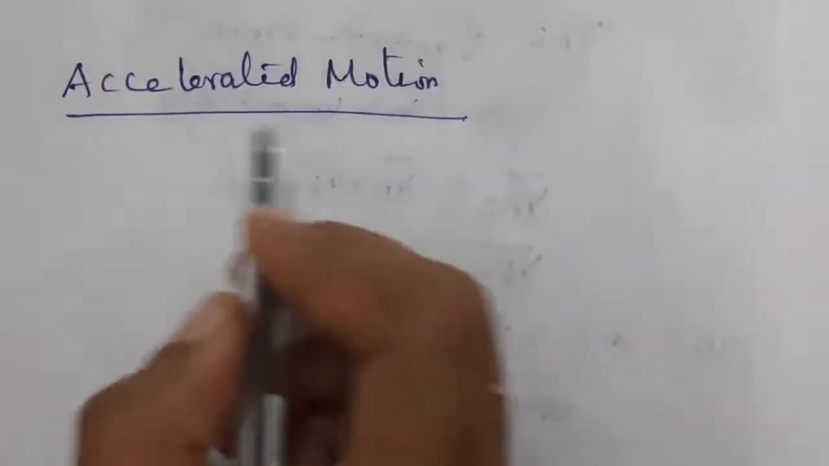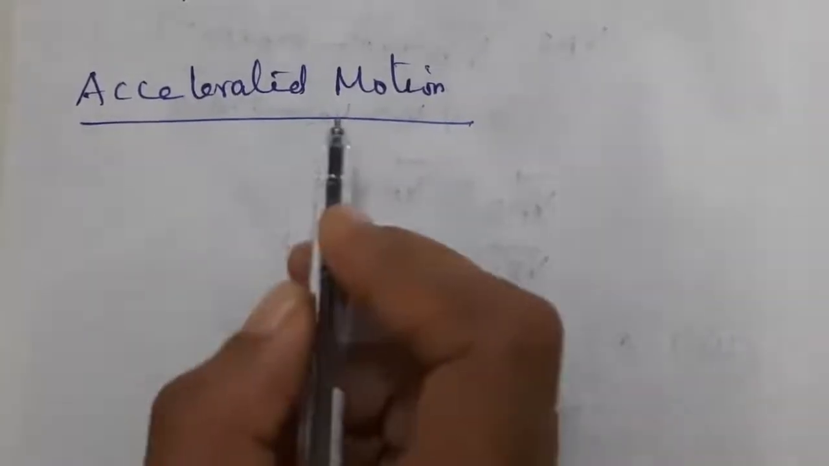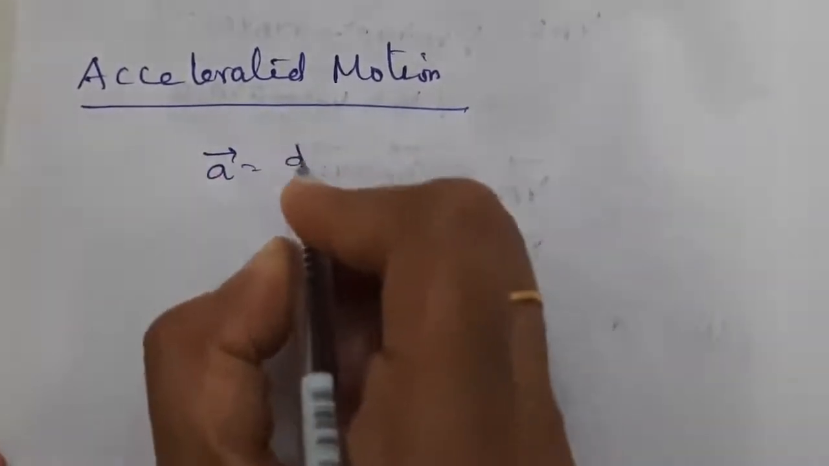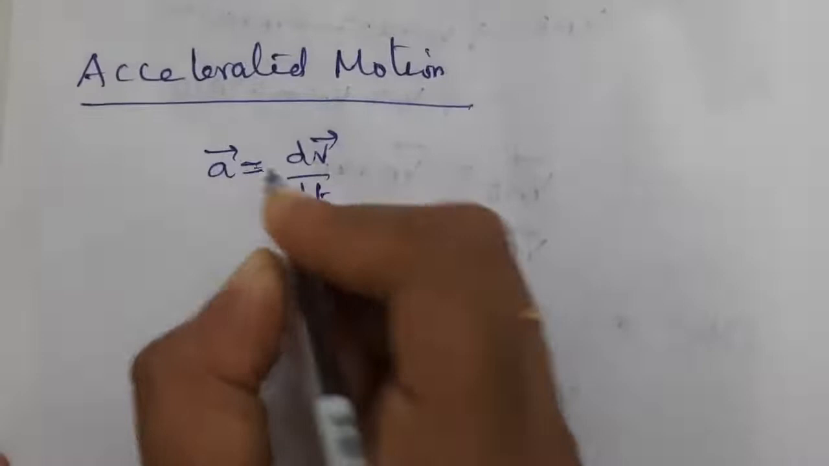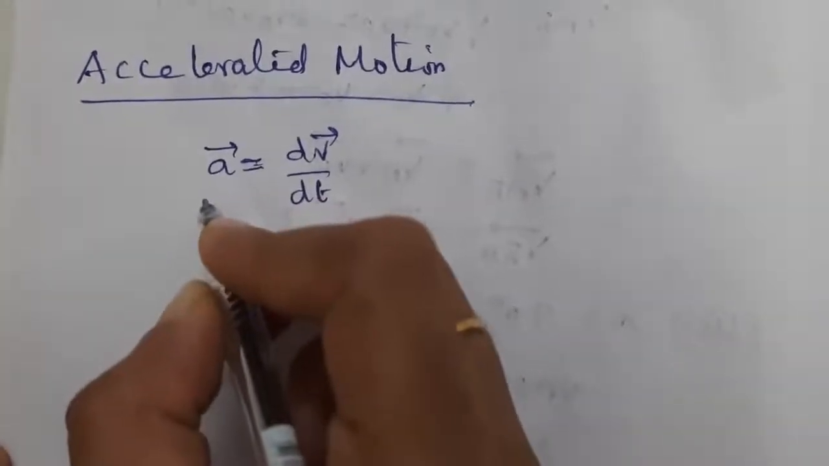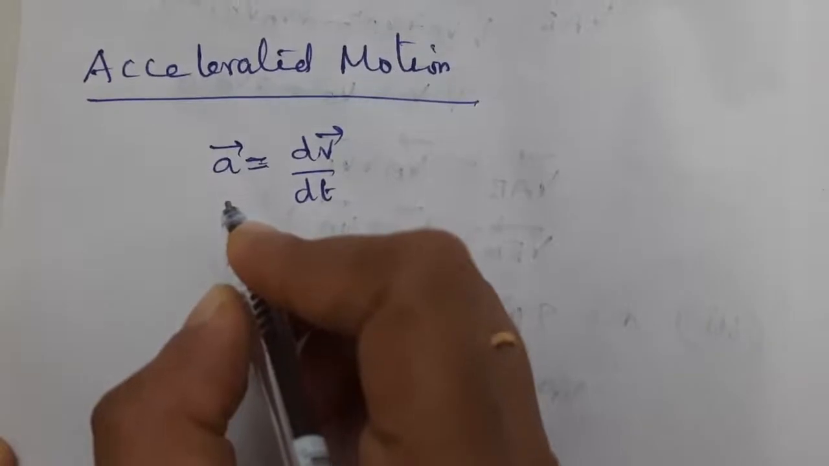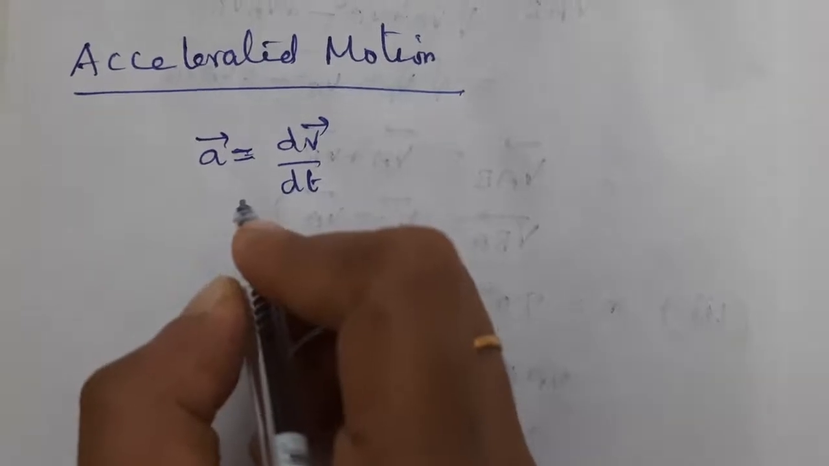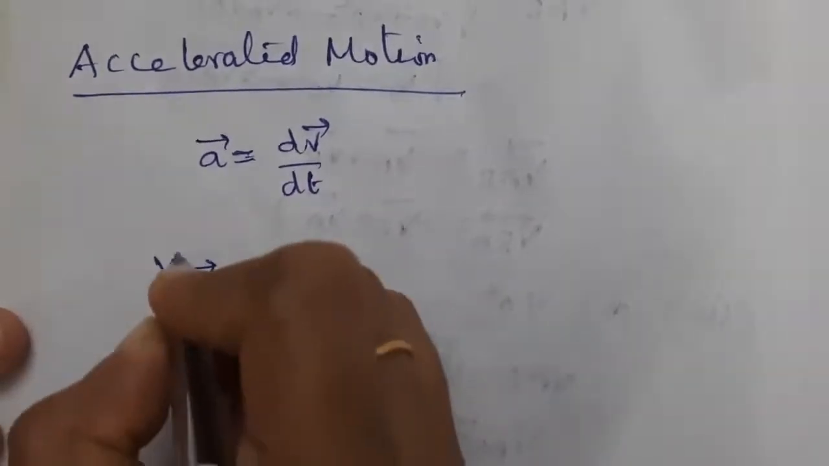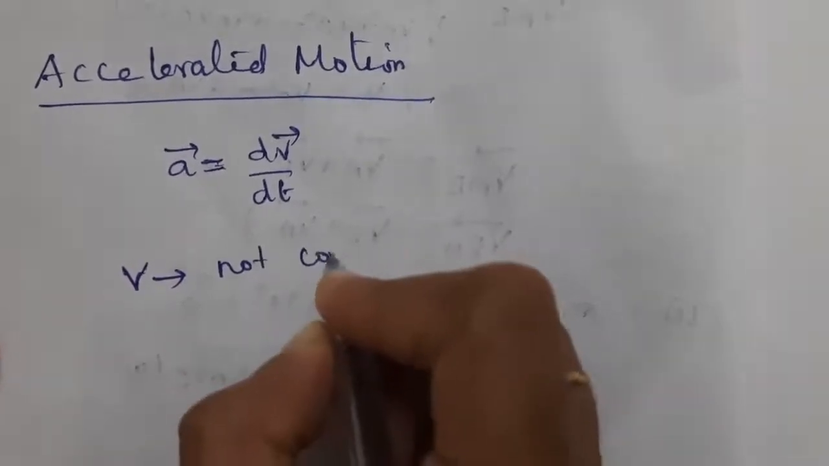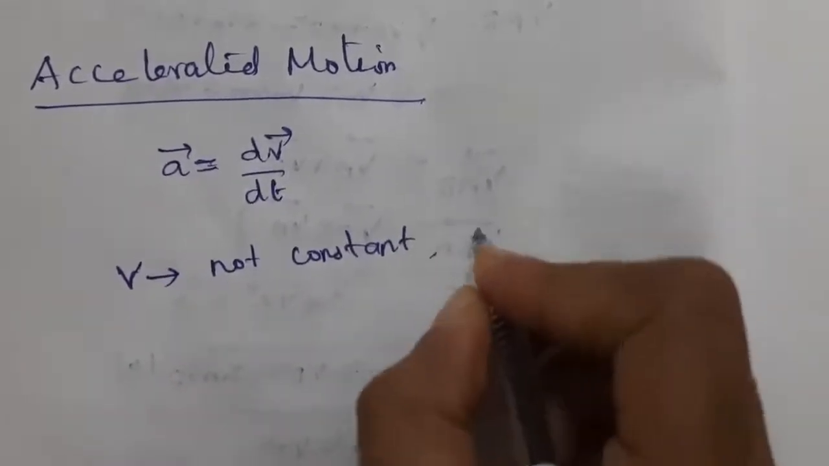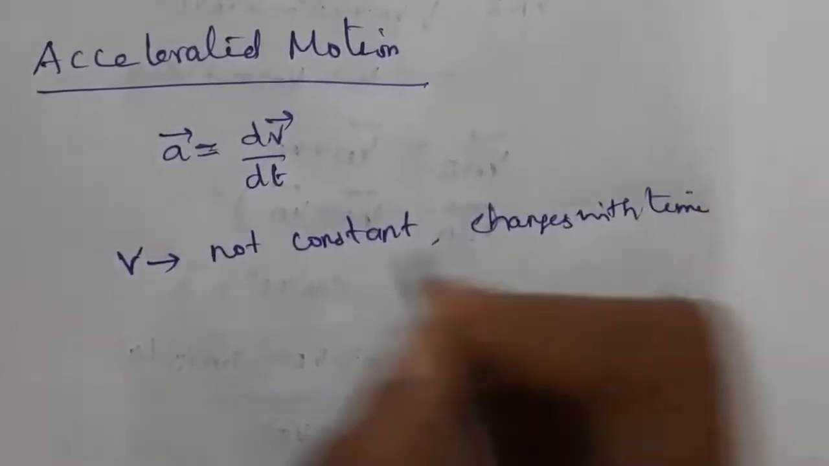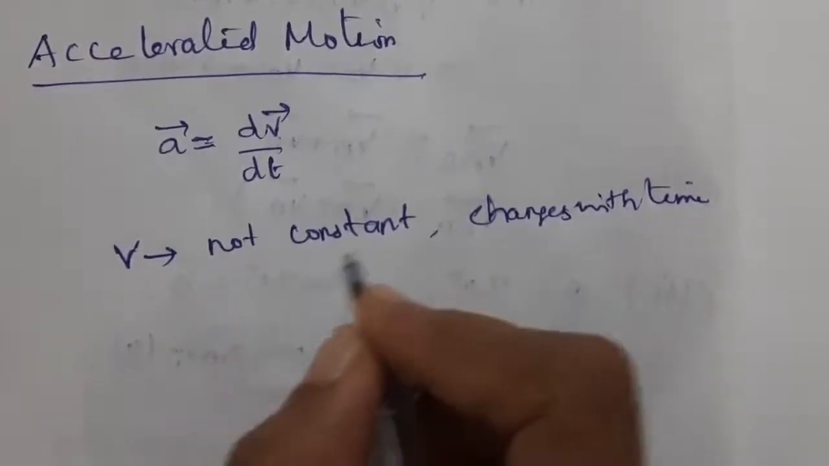The next one is accelerated motion. What is meant by acceleration? We will write a equal to dv by dt. Rate of change of velocity is equal to acceleration. Isn't it? It is also a vector quantity. So, the velocity of the object is no more constant, but changes with the time. Such a motion is said to be an accelerated motion.